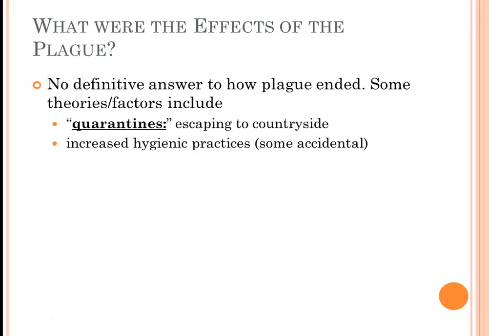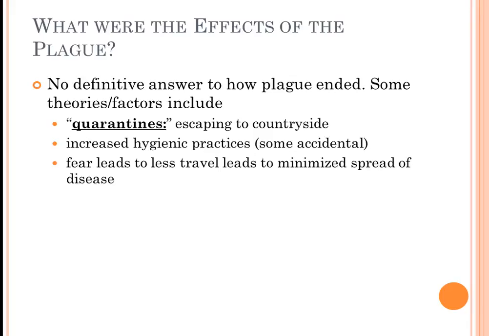Some of these were accidental, so they knew to avoid trade, for instance, and avoid actually touching the people. The reasoning behind it was not correct, but the effect actually worked. And they were kind of afraid of traveling, so this fear of the plague leads to less travel, which leads to the minimized spread of disease, because they thought it was from all these different traders and merchants in contact with other kinds of people, not realizing that it was the contact with the fleas and parasites themselves.